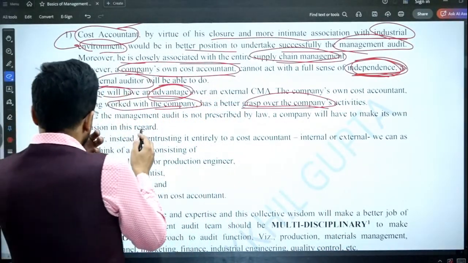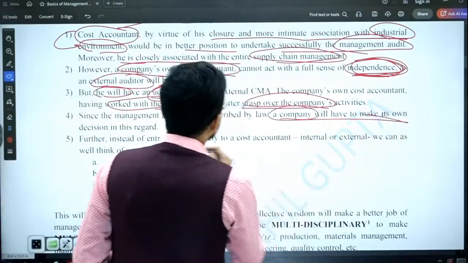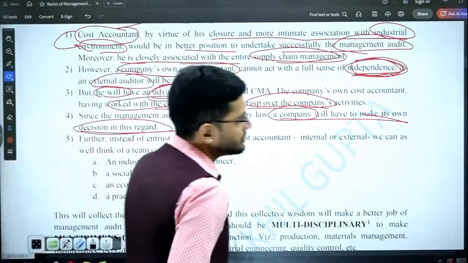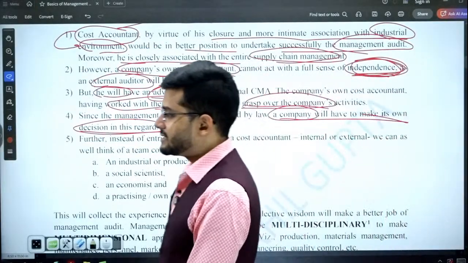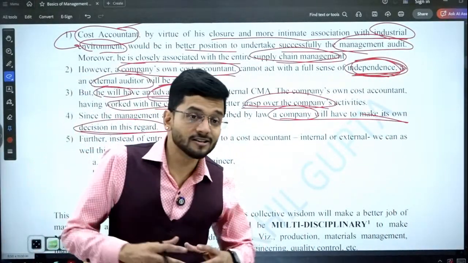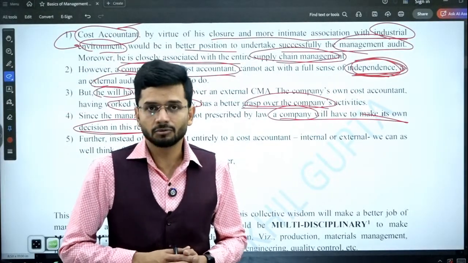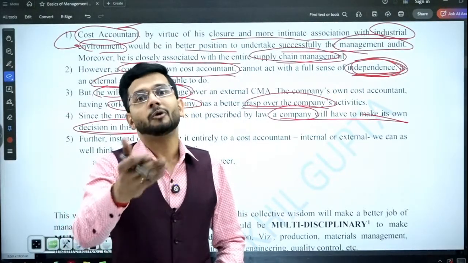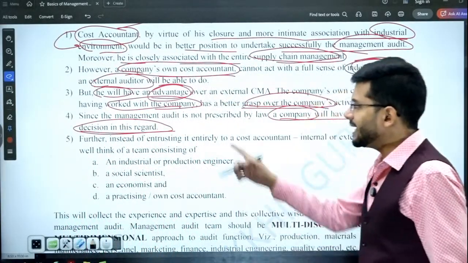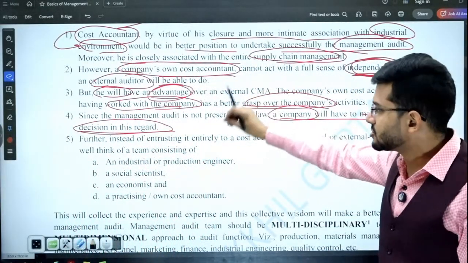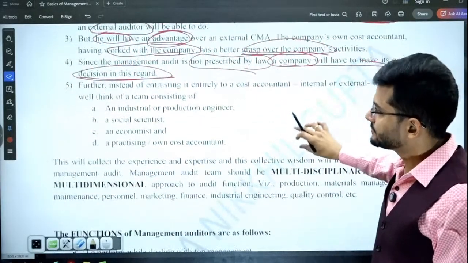So ultimately it is the management, the company, who has to decide. The company has to make its own decision that, if you want to have your own cost accountant as the management auditor, how can you safeguard his interest? How can you safeguard that he'll not be disrepute or harmed at a later point in time? It's management's call, it's the company's call, because this is not a statutory law. It is not prescribed by any law.